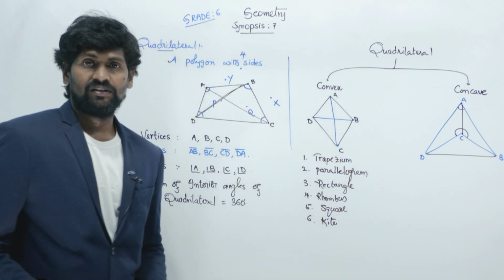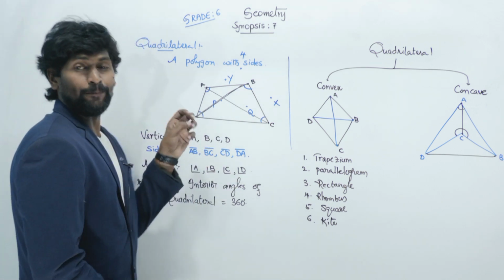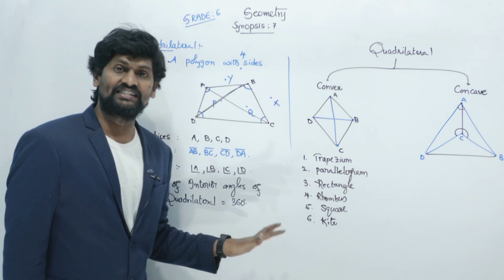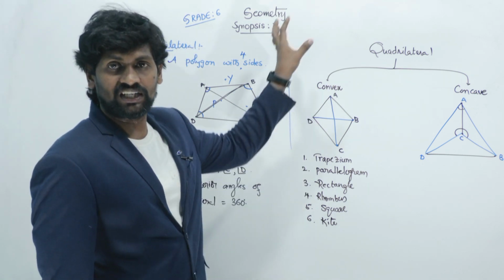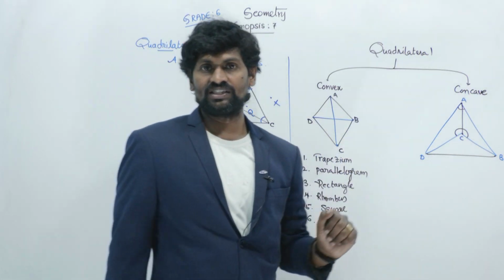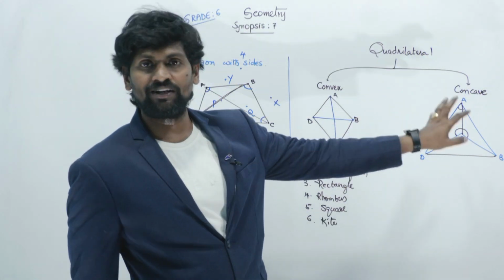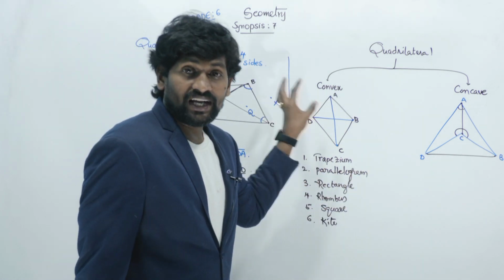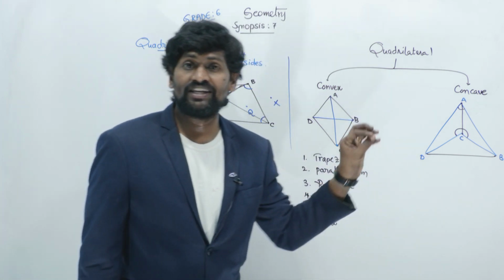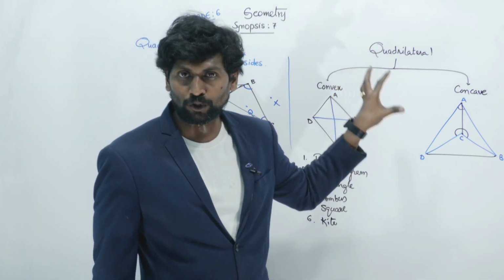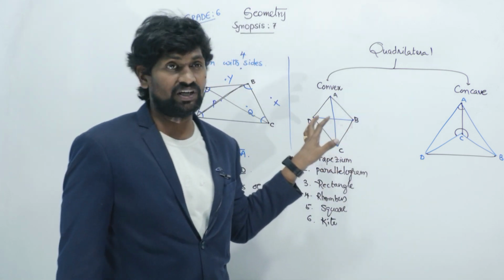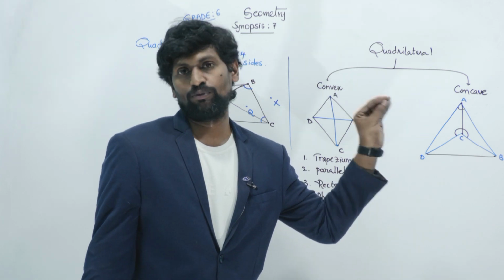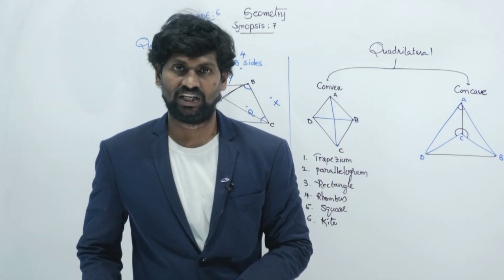Okay? So the four-sided polygon is called a quadrilateral, and the sum of all its interior angles is 360 degrees. Quadrilaterals are again divided into 2 types, nothing but convex quadrilateral and concave quadrilateral. A convex quadrilateral means the diagonals of the quadrilateral are always inside, in the interior part of the quadrilateral. In a concave quadrilateral, the diagonals never lie in the interior. Both the diagonals never lie in the interior part of the quadrilateral.